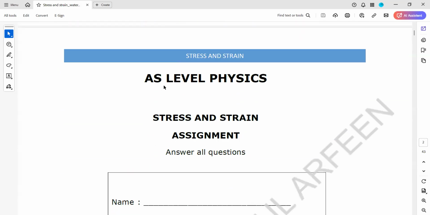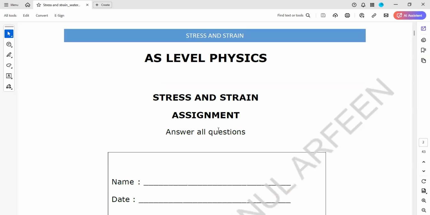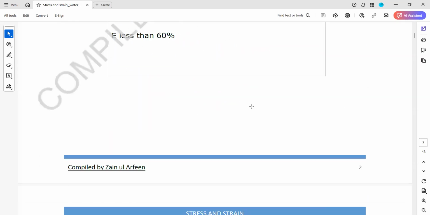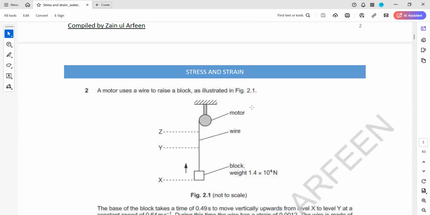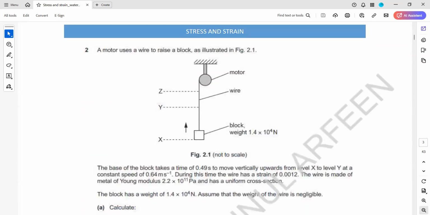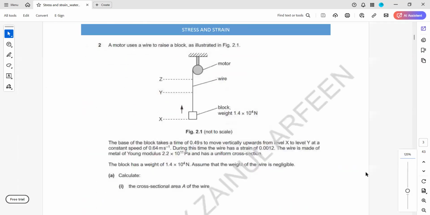Exercise related to stress, strain and the Young's modulus. In this exercise, you will find the questions related to the topic stress, strain and Young's modulus. I have already shared these assignments along with the answer key, so you can do practice.